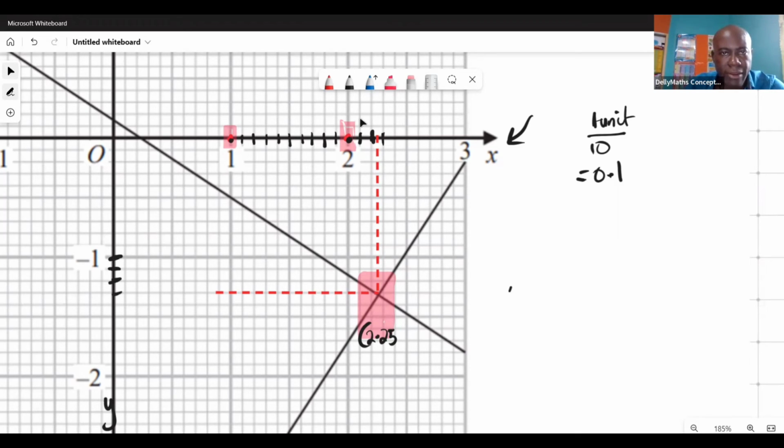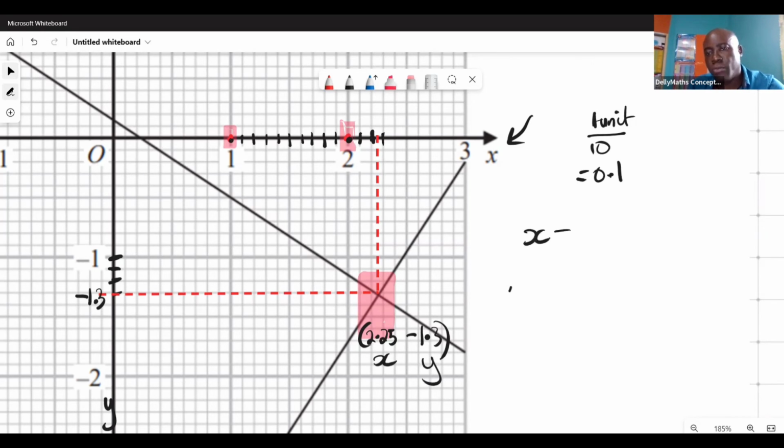Let me take this line further across, right there. Good. All right, pull it across right there. So we could see that this is actually -1.3. So it's -1.3. Basically, this is my x, that's my y.